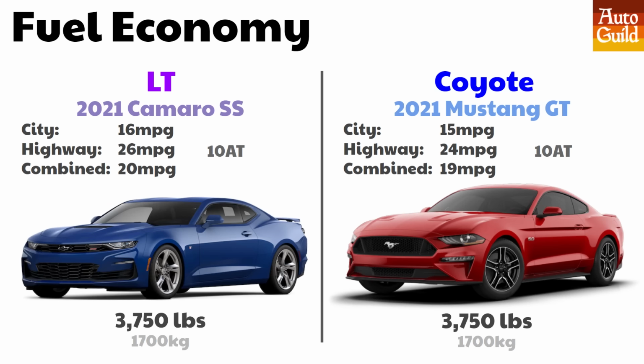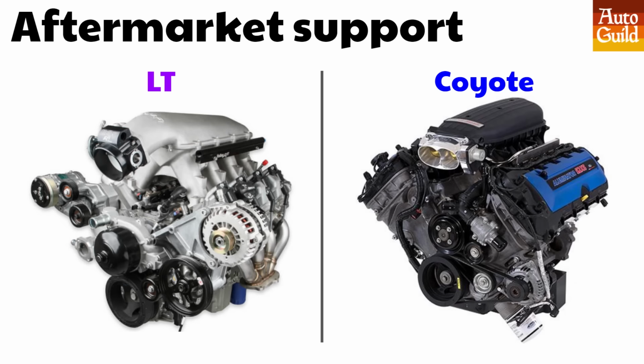Absolutely love it. So you may not care, but which engine gets better fuel economy? In the Camaro and the Mustang, both are about the same weight, both have basically the same transmission, and the lowly pushrod LT engine actually gets 1 mile per gallon better combined than the Mustang. Aftermarket support.